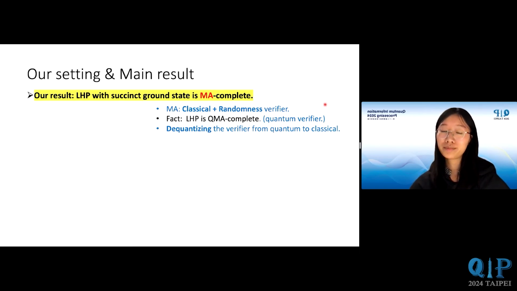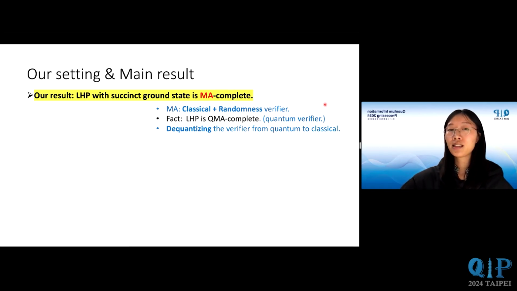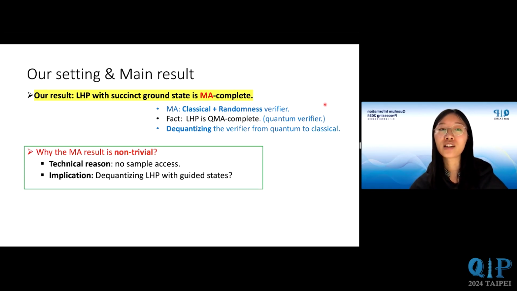Compared to the fact that the general local Hamiltonian problem is QMA-complete, our result is some kind of dequantizing result. We dequantize the verifier from quantum to classical. So this is our main result. And I think the most important thing to understand is whether this result is trivial or non-trivial. If it's non-trivial, why? So I will spend the rest of this talk to explain why this result is non-trivial.